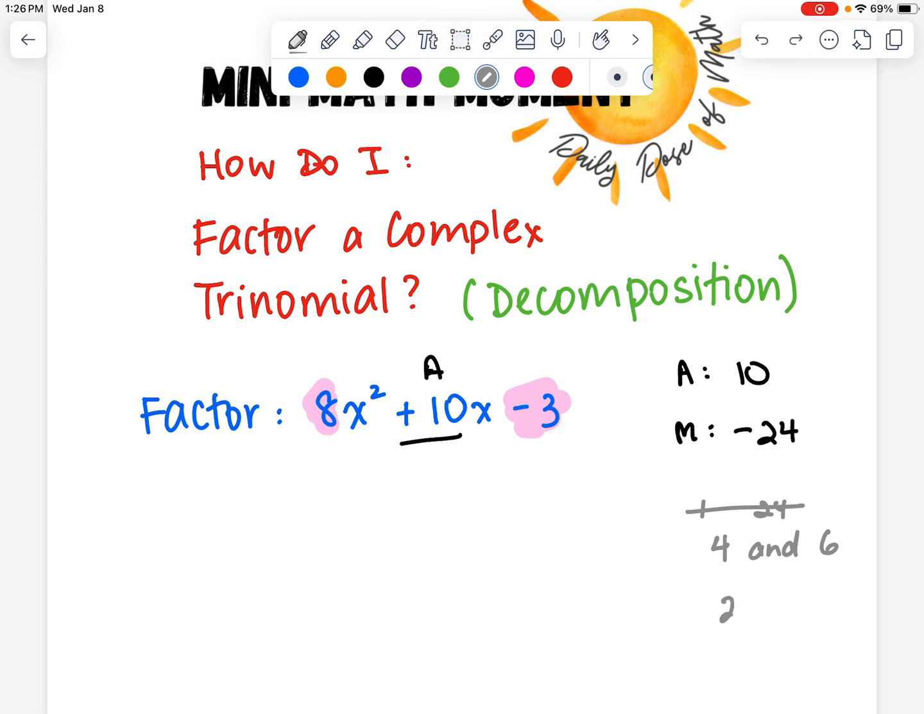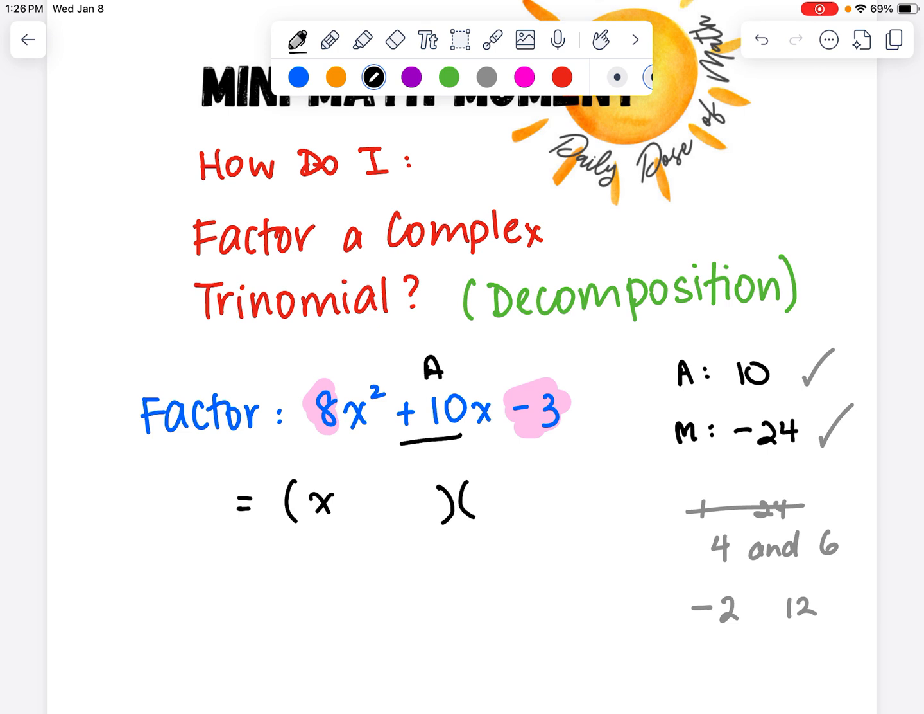So let's keep searching. Eventually we'll find our way to 12 and 2. I think that might work better. For it to add to 10, we would need to include a negative sign somewhere. We would need a negative 2, and now it adds to positive 10 and multiplies to negative 24. Unlike simple trinomial factoring, so if you are copying, please don't copy this part down.